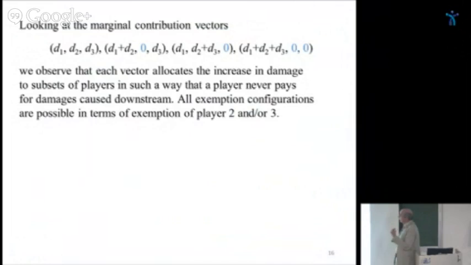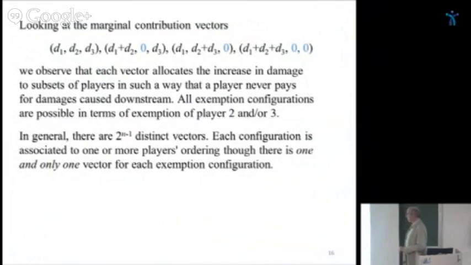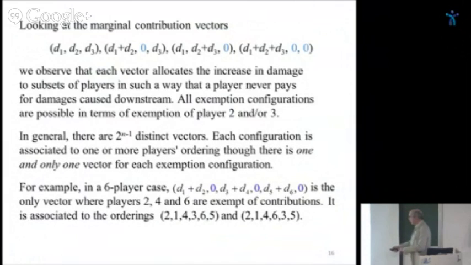You can be exempted, but at some point, here, for example, player three is exempted. So player two must support the total damage d2 plus d3. So in general, let's look at an example. In a six-player case, there is only one possibility in which players 6, 4, and 2 are exempted. Again, under that constraint that the player never pays for damage caused downstream.